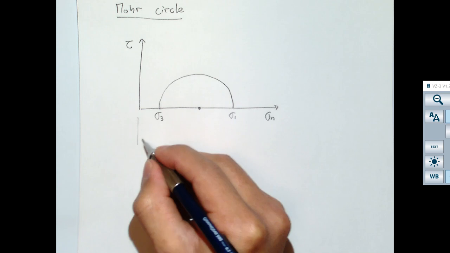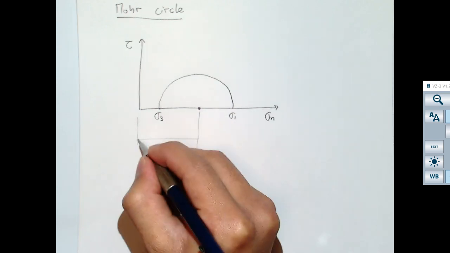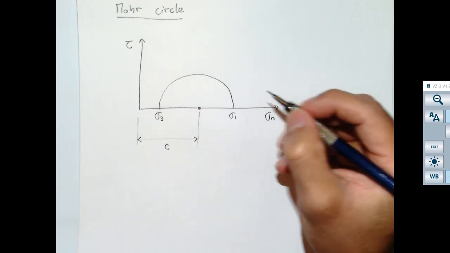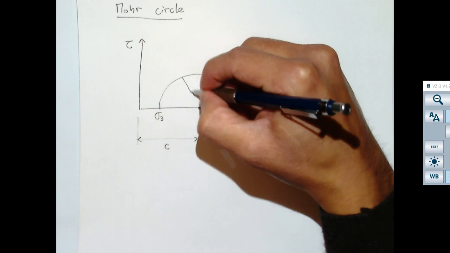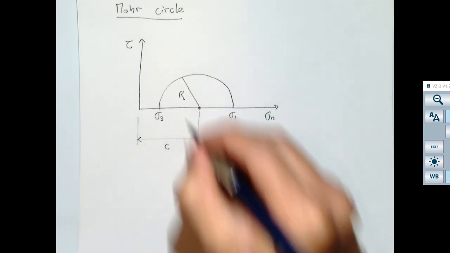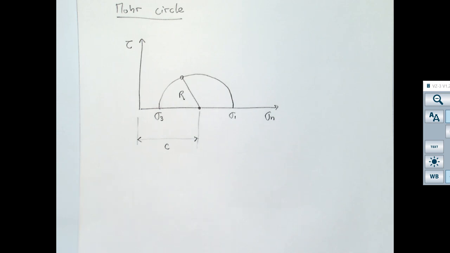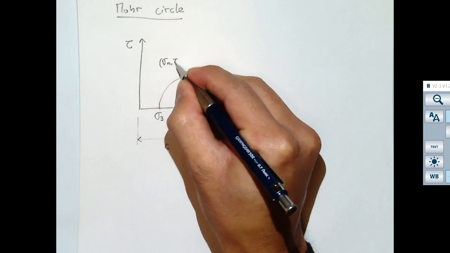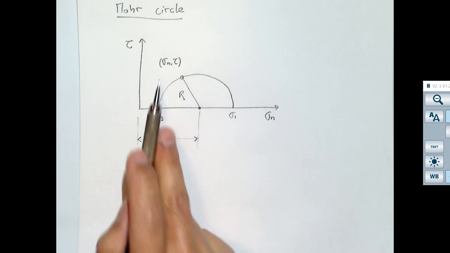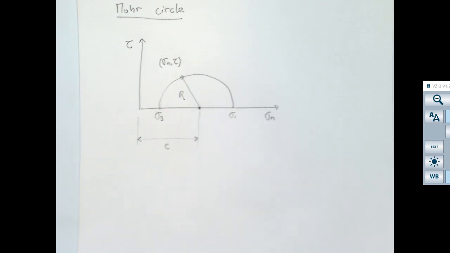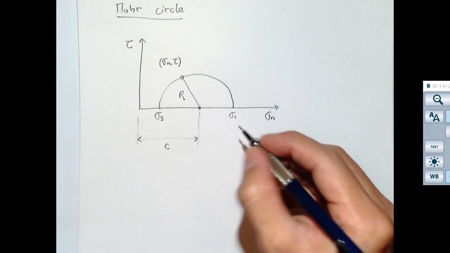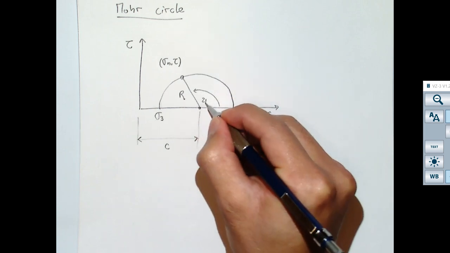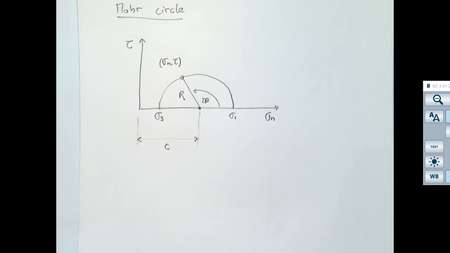And we are going to have here this amount, which is the center, and this other amount, which is going to be the radius of the circle. Okay, so basically every point in the circle is a pair of values, sigma n in the x-axis, tau in the y-axis. How can I calculate sigma n and tau as a function of r and an angle that now I'm gonna call 2 beta? You will see why I call it 2 beta in a bit.